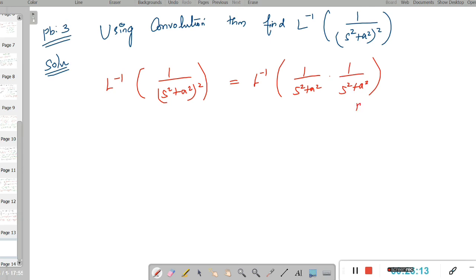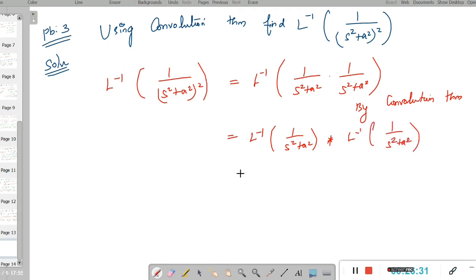Now by using the convolution theorem, you can take L inverse separately. In between you have to put convolution. After that, by using the formula, you may get 1 by a into sin at, convolution 1 by a into sin at. Like that, you may get the value.